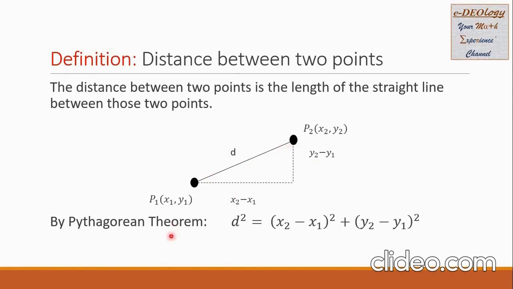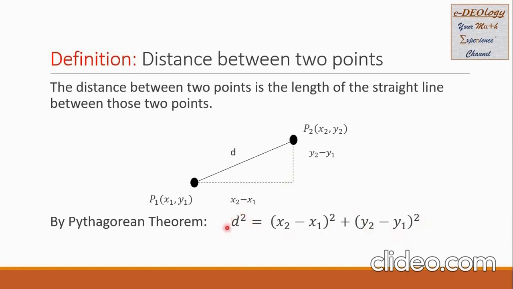So by the Pythagorean theorem, the square of the hypotenuse, which is the D, here we write D square, is equal to the sum of the squares of the two other sides. Let us write first this side, and we square this. So we write here x sub 2 minus x sub 1, and it is squared, plus the side here is the y sub 2 minus y sub 1. The quantity is squared.